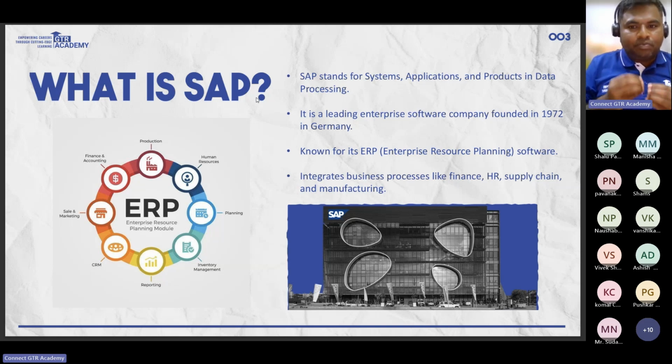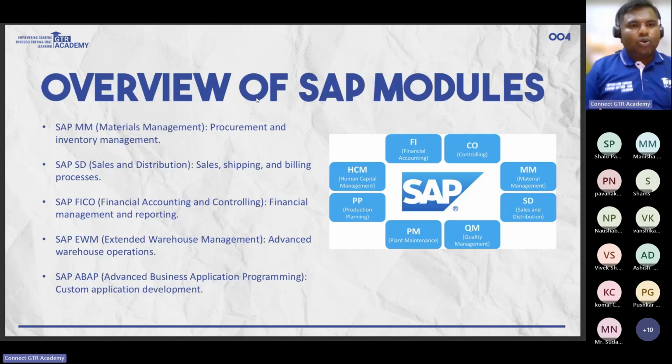To know more about SAP, this is an ERP software. It integrates all the different departments' activities on a single platform. As I said, the different business processes in industry, such as finance, HR, supply chain, manufacturing activities, and storage, are all grouped together on one platform so that the company gets benefited. So, an overview of SAP modules.